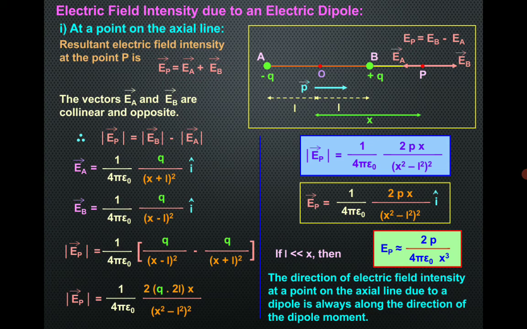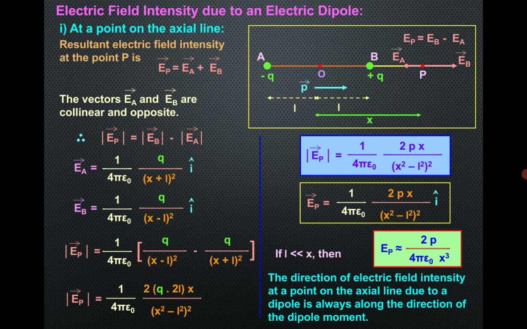The direction of the electric field intensity at a point on the axial line due to a dipole is always along the direction of the dipole moment. So whatever be the dipole moment direction, the same will be the direction of the electric field intensity of the dipole on the axial line. So finally we have got the expression for the electric field intensity due to a dipole on its axial line, in the vector form also and in the magnitude form also.